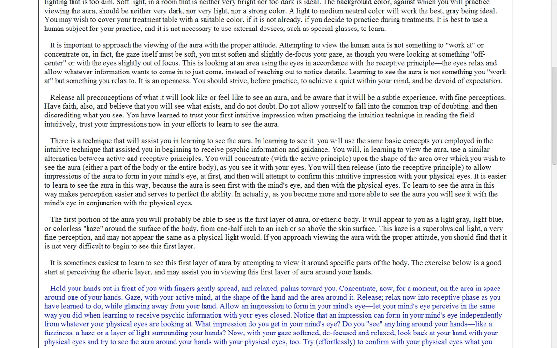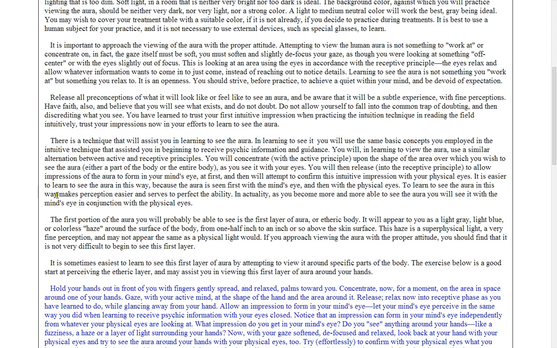You will, in learning to view the aura, use a similar alternation between active and receptive principle, logical and intuitive principles. You will concentrate with the active principle upon the shape of the area over which you wish to see the aura, either a part of the body or the entire body, as you see it with your eyes, just like when you use the shapes and the symbols. You will then release into the receptive principle to allow impressions of the aura to form in your mind's eye at first, and then will attempt to confirm this intuitive impression with your physical eyes.